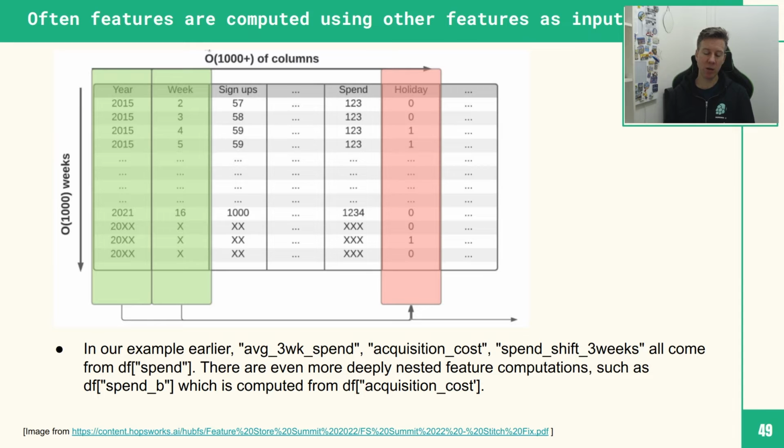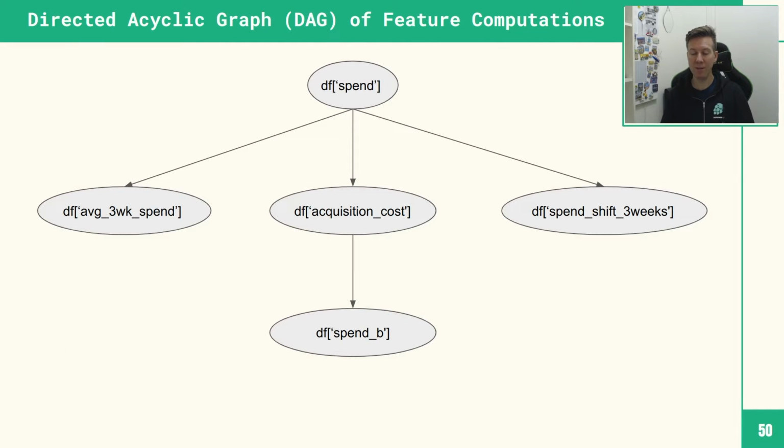And one of the things that they saw quite often was that many columns are computed from other columns. So if, for example, we have a year and a week as a column, we might be able to compute whether it's a holiday or not, based on those existing columns. And in the earlier example that we had about the average 3-week spend, acquisition cost and spend and so on, the spend shift every 3 weeks, they're all computed using the spend column. And in that example, we even had another feature which was computed from the acquisition cost, which is in turn computed from the spend column. So what you have is effectively a directed acyclic graph of feature computations. This is quite a common scenario to encounter.